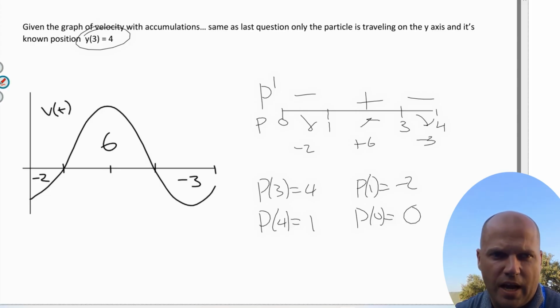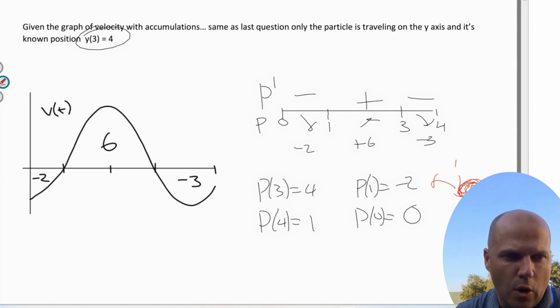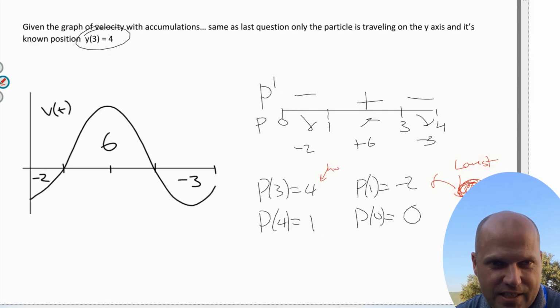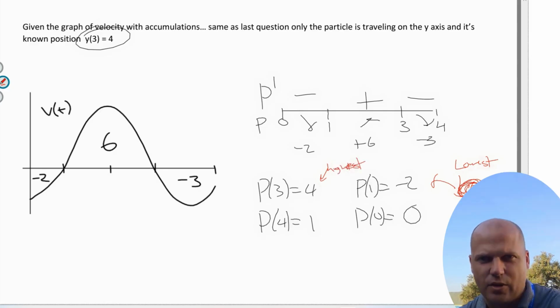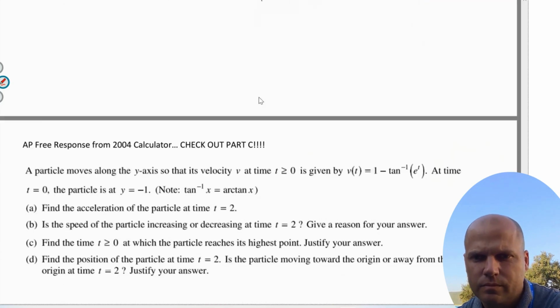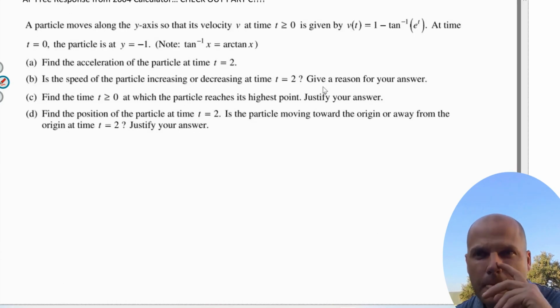So this is my furthest left. Actually, it's not furthest left, but it's lowest. It's my min. And this is my highest. That's my max. But we'll say lowest and highest on the y-axis because you're going up and down.